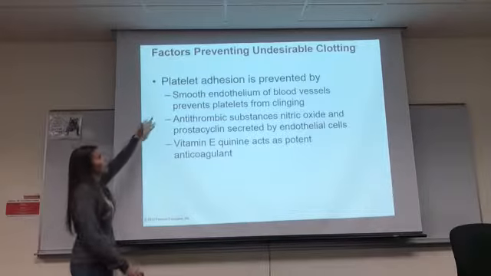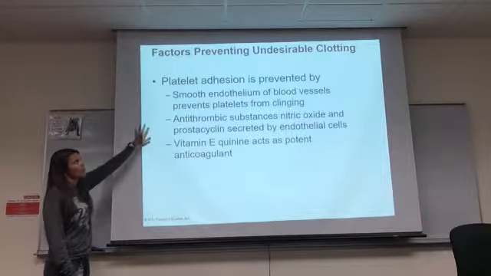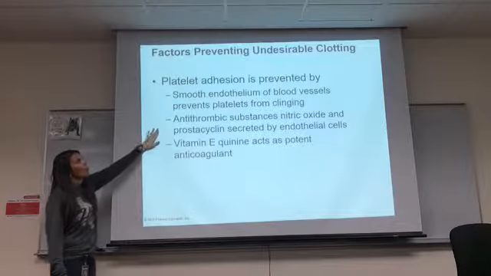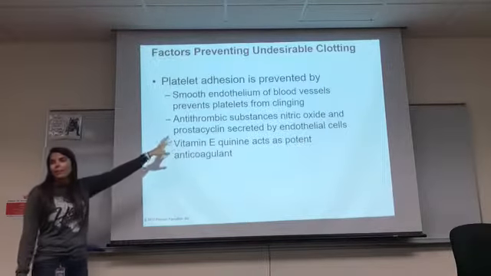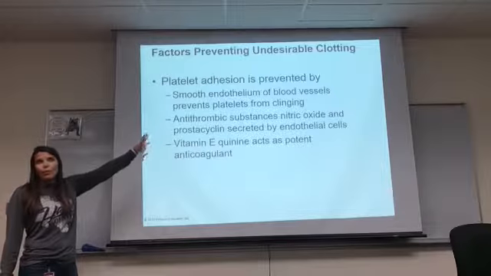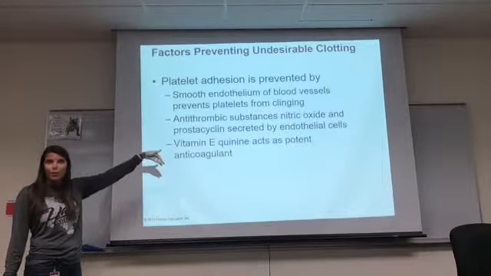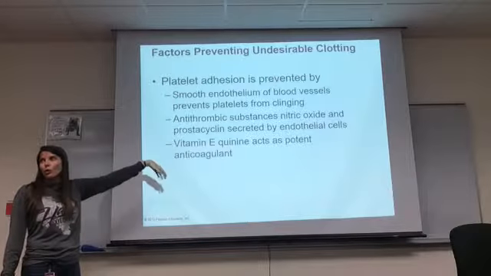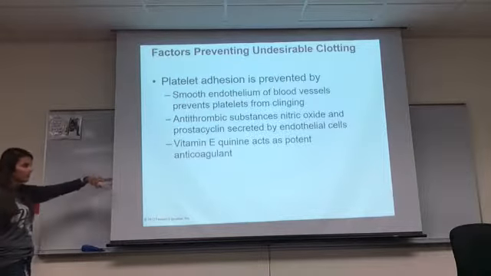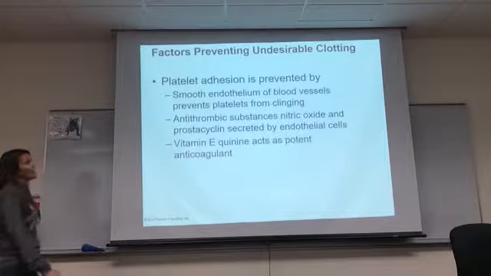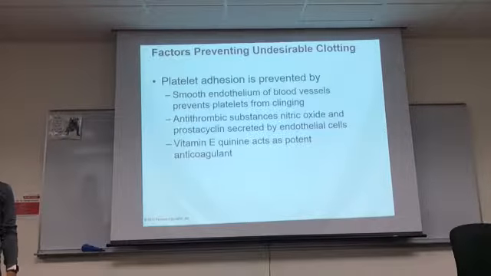And it mentions that the endothelial lining of our blood vessels prevents that clinging. We have antithrombic substances. Thrombic tells you platelets. Anti would mean anti-platelets. So we're trying to detract or deter platelets whenever they're not needed. Okay. Vitamin E also acts as an anticoagulant. Multivitamin, you're good.